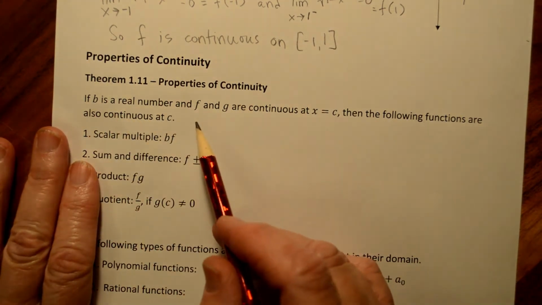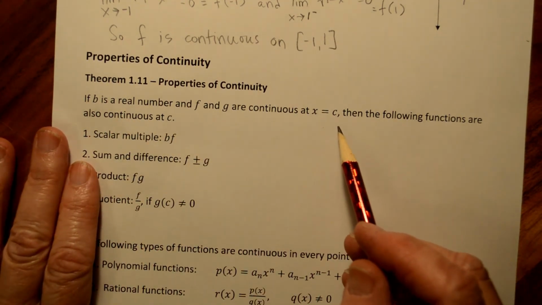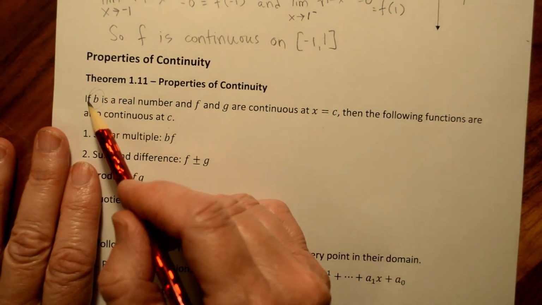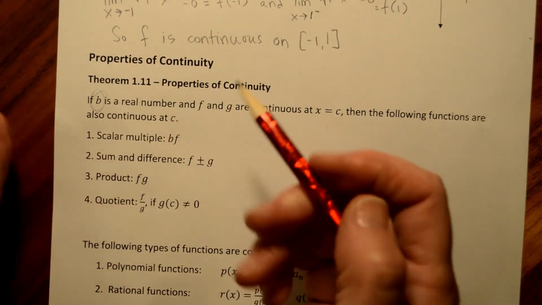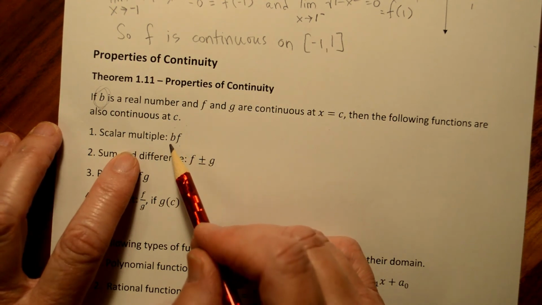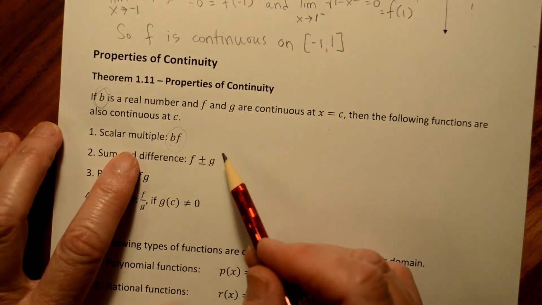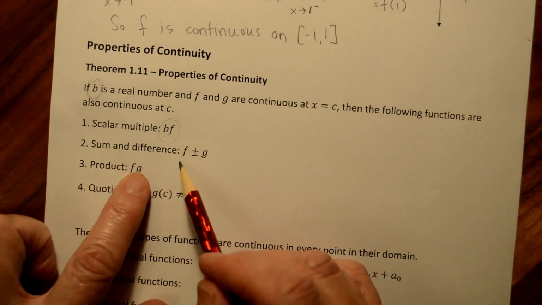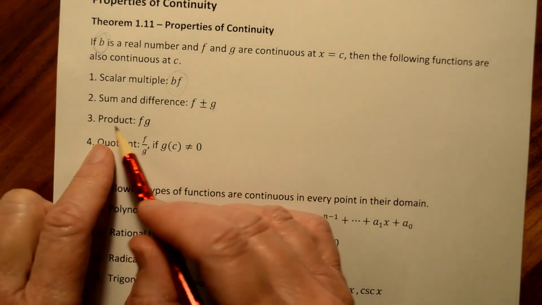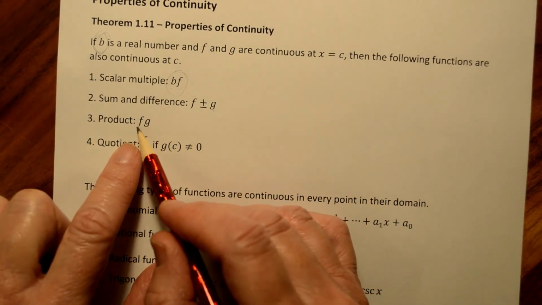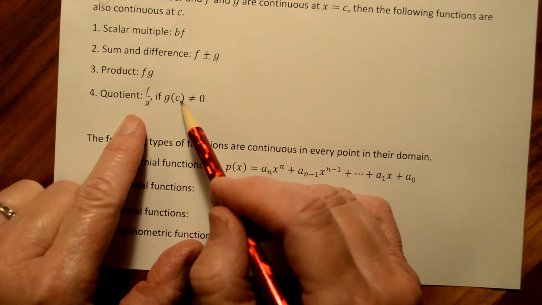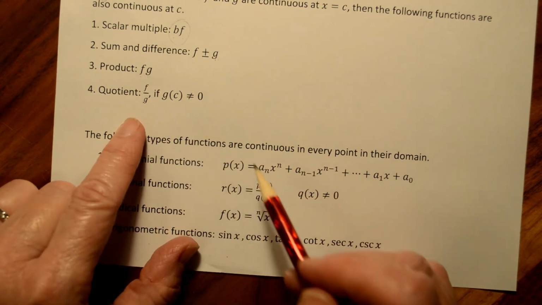So if b is a real number and f and g are continuous at some point c, then the following functions are also continuous at c. So again, b is our scalar. It's just something that we're going to multiply by. So it's telling us that if we take our function f and multiply it by a scalar, that also will be continuous at c. If f and g are continuous at c, then their sum and difference will be continuous at c. If f and g are continuous at c, then their product will also be continuous at c. Same thing with the quotient, as long as plugging c into the denominator doesn't make the function 0 there.